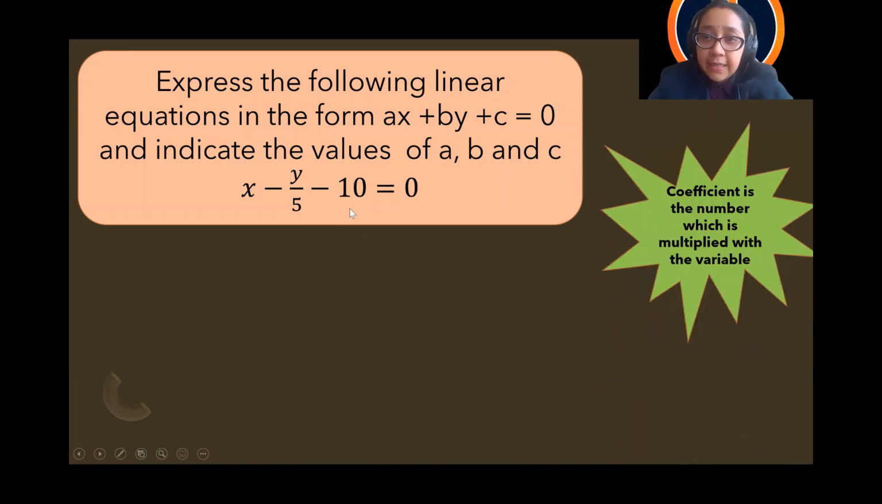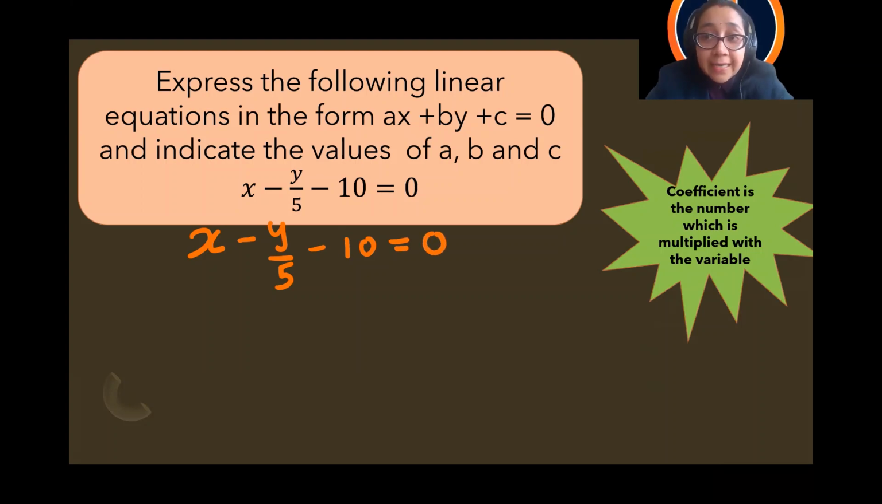Okay, so let's see. What is the coefficient? Coefficient is the number which is multiplied with the variables. So what is the variable, students? Variable is x and y. So what number is multiplied with the variable? That is called coefficient. So here coefficient of x is a and coefficient of y is b. Okay. So let's see, rewrite the equation x minus y by 5 minus 10 equal to 0.